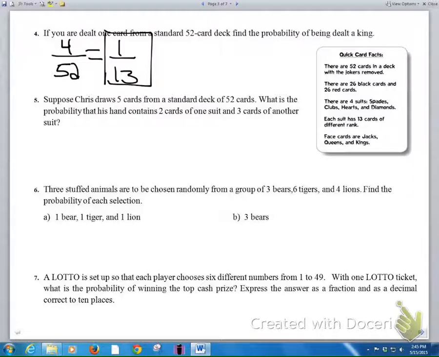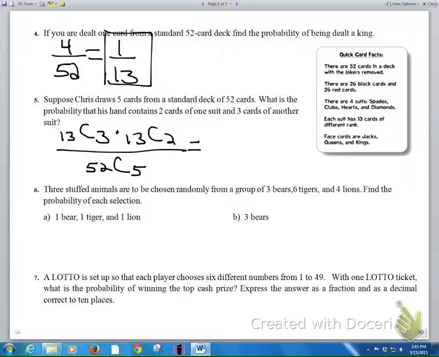Suppose Chris draws 5 cards from a standard deck of 52 cards. What is the probability that his hand contains 2 cards of one suit and 3 cards of another suit? So 2 cards of one suit and 3 cards of another suit. So you're going to want to do combinations here. So let me explain this. There are 13 in each suit.